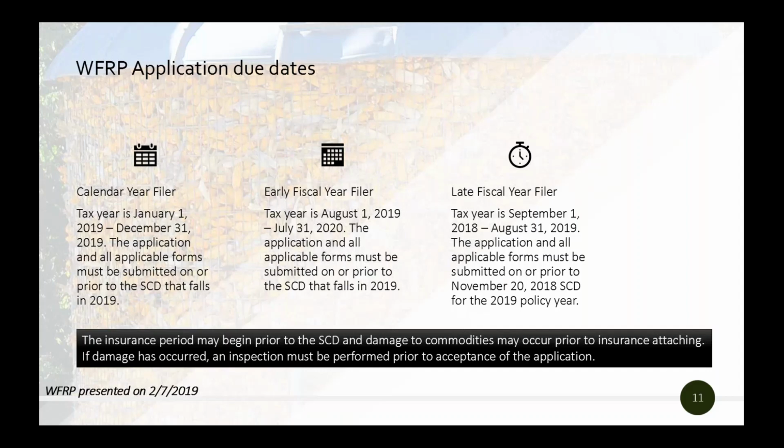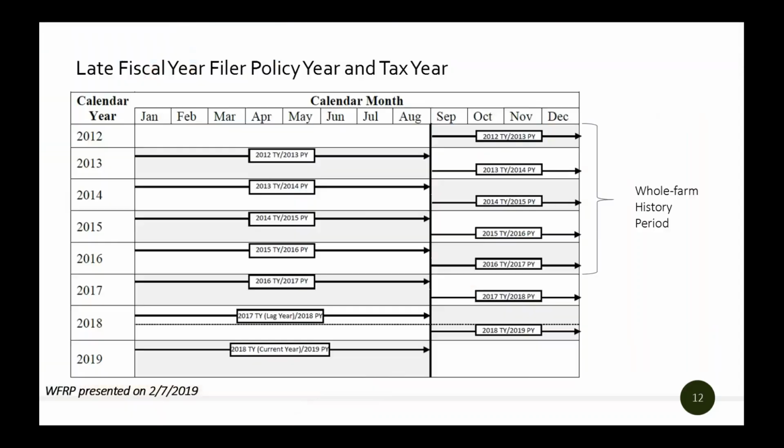And I've got a little chart here for the late fiscal year filer. This is something I created to keep myself straight on how the tax year falls with the policy year for late fiscal year filers. I wouldn't expect that you grasp this on this first viewing. You'll have to sit down and look at it.